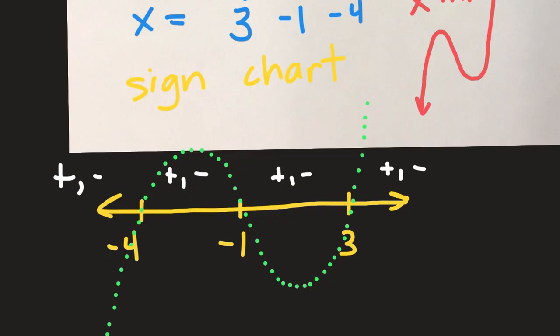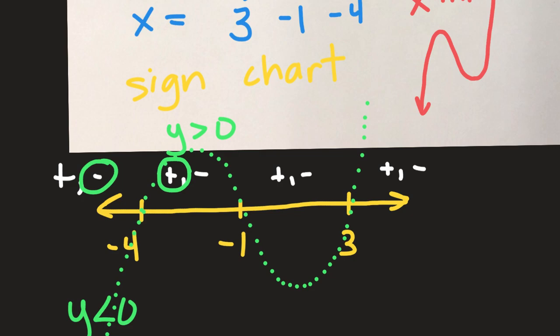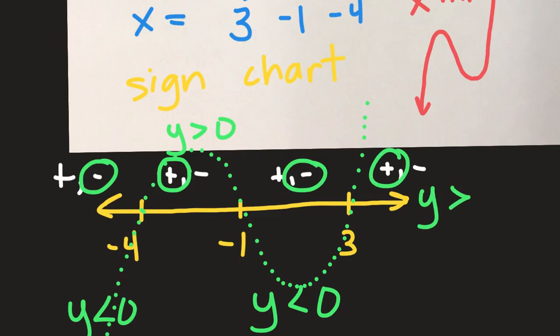So look at our intervals. To the left of negative 4, our y values are all negative. The y values are less than 0. What's happening in between negative 4 and negative 1? It's above 0. The y values are positive. What's happening between negative 1 and positive 3? They're below 0 again. Y is less than 0. And then to the right of positive 3, they're positive. Y is greater than 0.